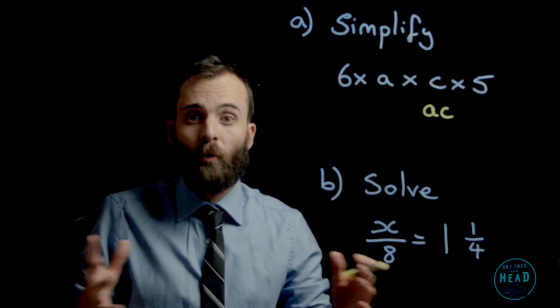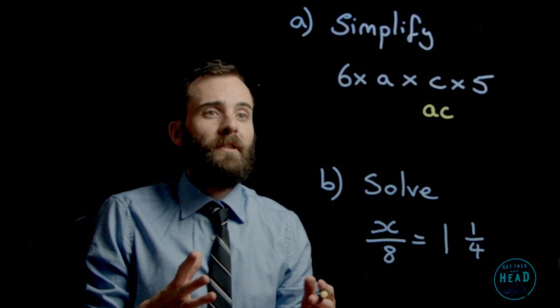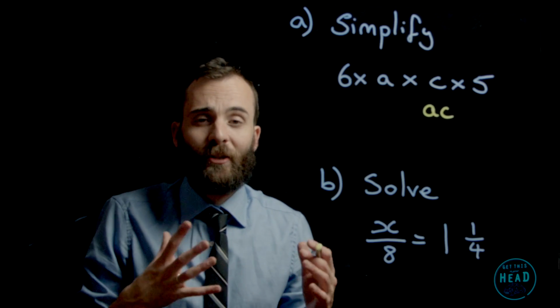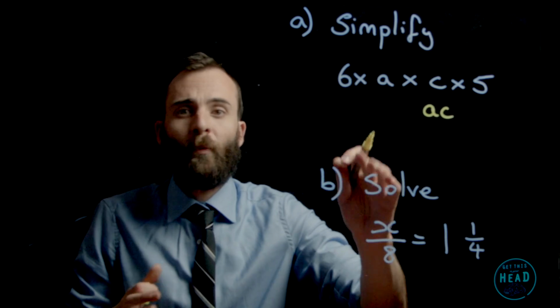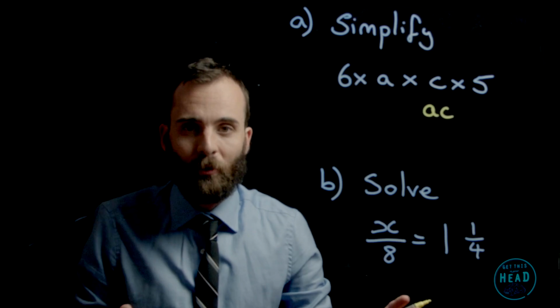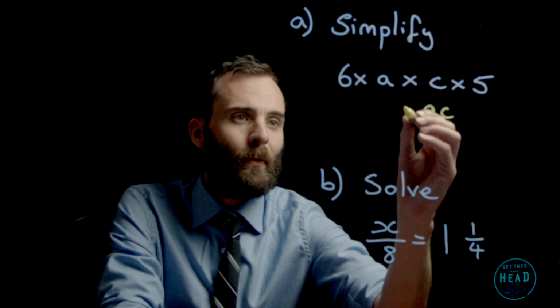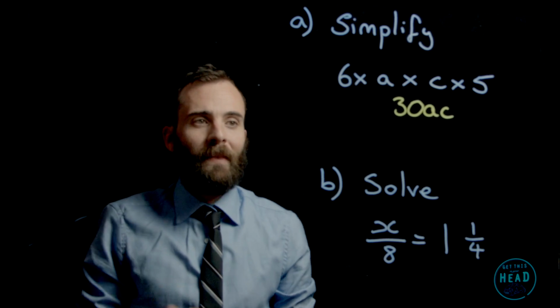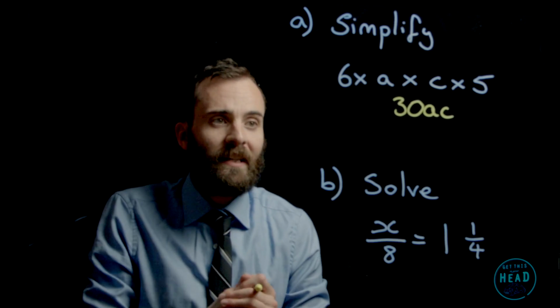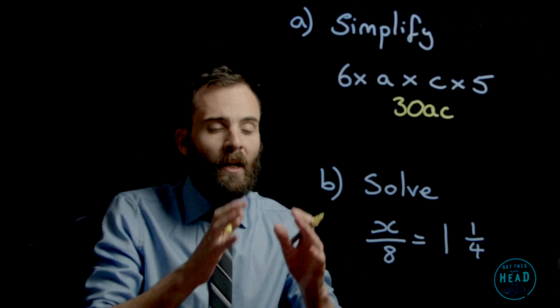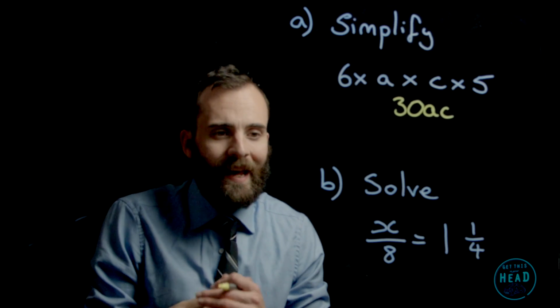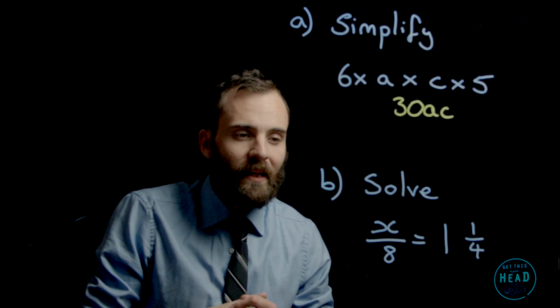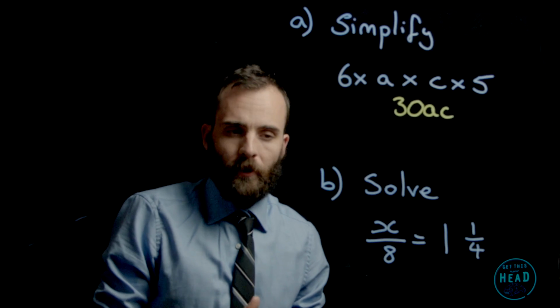Now we've got 6 times ac and then times 5. The numbers do multiply together. We can find out the answer for that. 6 times 5 is 30. But again, we're not going to put the times in front because we don't do that with algebra. We just write it next to it. It's going to be 30ac. That's our answer, simplified version of that. That's worth a mark. Part B says, solve x divided by 8 equals 1 1/4.